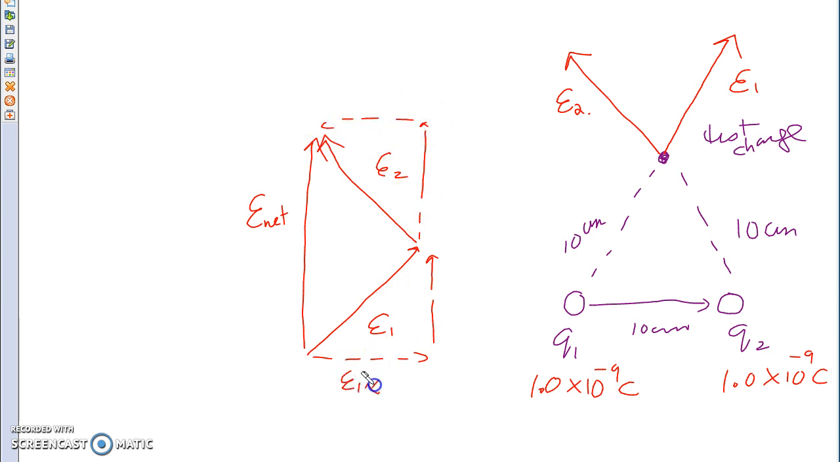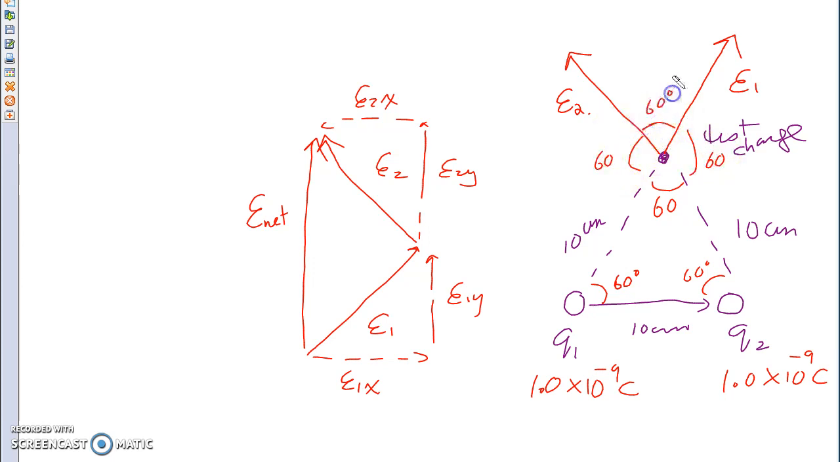So you're going to have E1x, E1y, E2x, and E2y. Now, of course, inside right here, this was 60, 60, and this was 60 as well. So these two, what are they going to be? What are those two? And this right here is 60 as well.